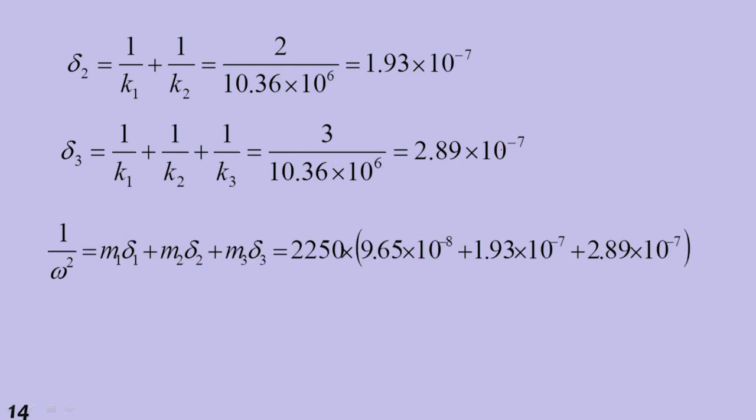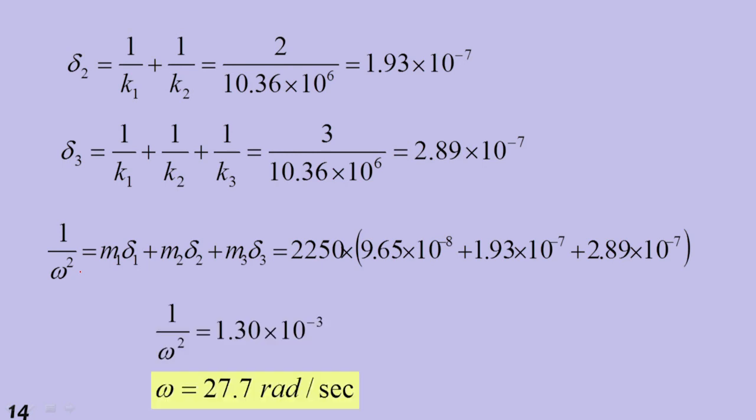So if we substitute all these values in the equation, we get 1 by omega square as 1.3 into 10 to the power of minus 3, and omega as 22.7 radians per second. As you can see, this is a lower bound value. This value is lesser than the exact natural frequency, and Rayleigh's method natural frequency will be higher than the exact natural frequency. So one can easily find out that the exact natural frequency will be in between Rayleigh's coefficient and the lower bound method.